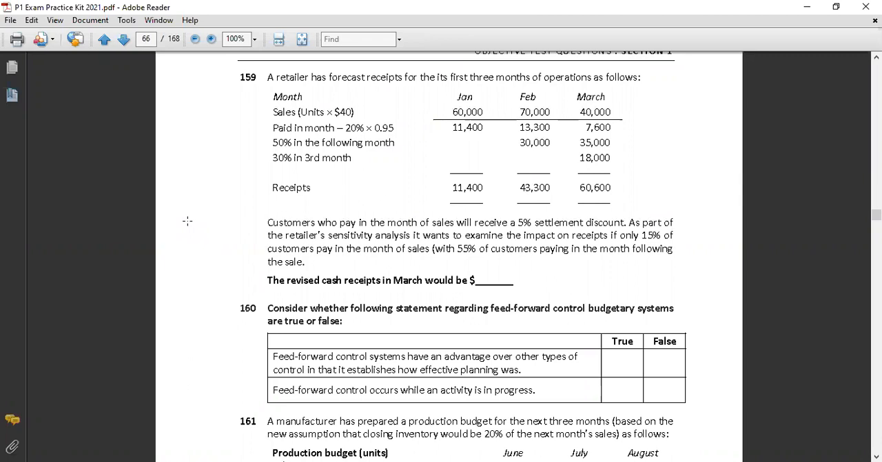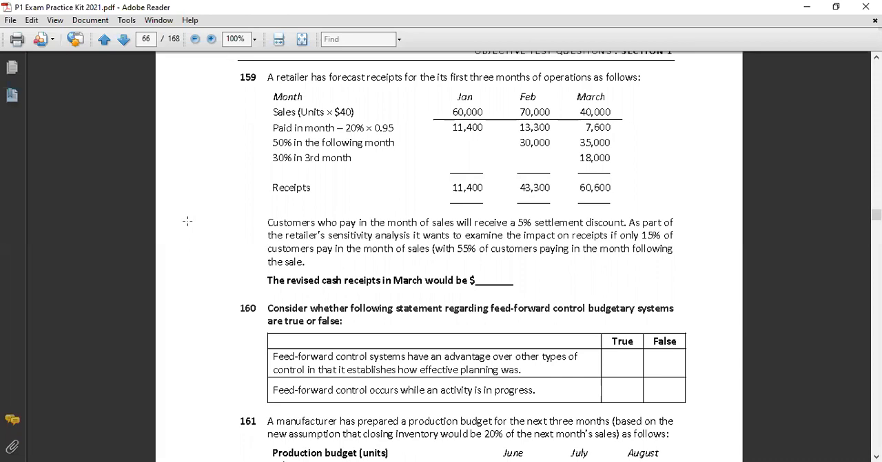Question number 159. A retailer has forecast receipts for its first 3 months of operations as follows, for January, February, and March. Customers who pay in the month of sales will receive a 5% settlement discount as part of the retailer's sensitivity analysis. It wants to examine the impact on receipts if only 15% of customers pay in the month of sales.